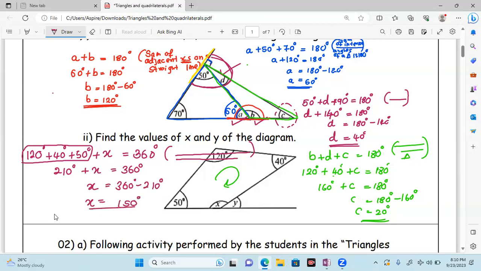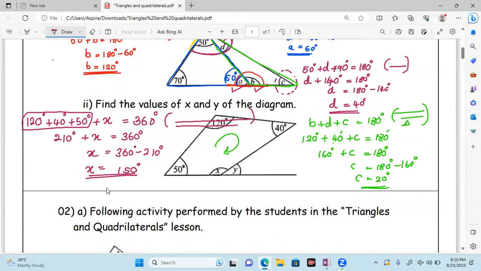Then x is equal to 150 degrees. After we find the value of x, you can see that angle x and angle y are located on a straight line segment. So we can write x add y equals 180. We have found the value of x already. Then 150 add y is equal to 180. Therefore, y is equal to 180 subtract 150. Then y is equal to 30.